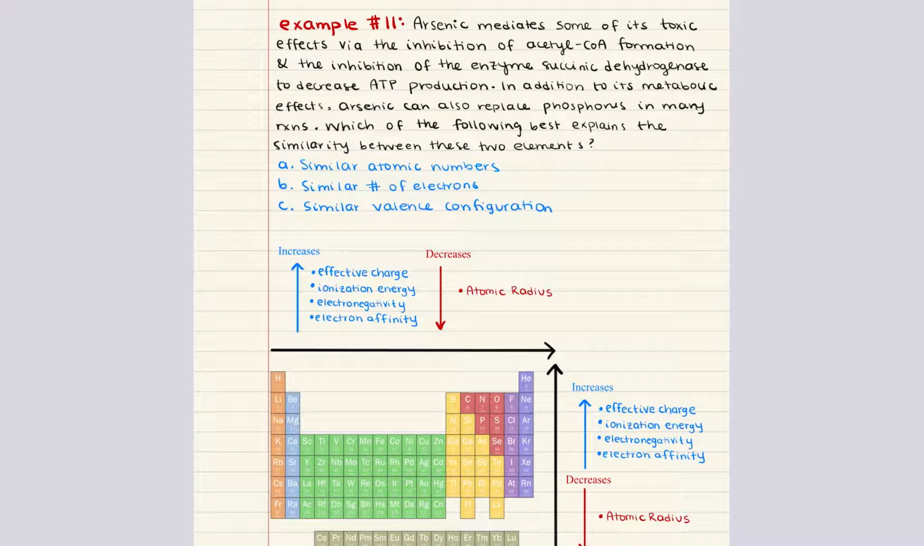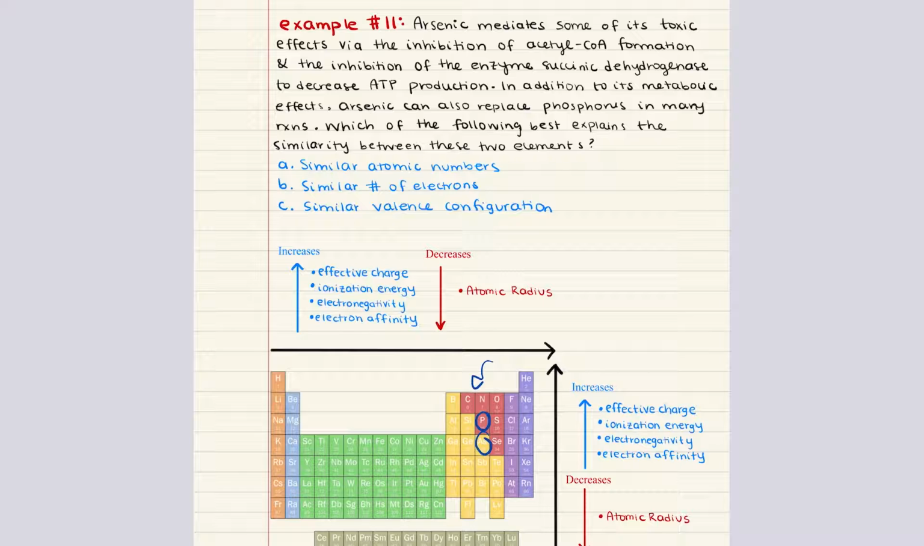Now, arsenic and phosphorus are right here on the periodic table. They're both located in group 15 of the periodic table. Now, elements in the same group have similar chemical properties because they have the same number of valence electrons. The valence electrons determine how an element interacts chemically, including the types of bonds it can form and its reactivity. So let's evaluate each of these options.